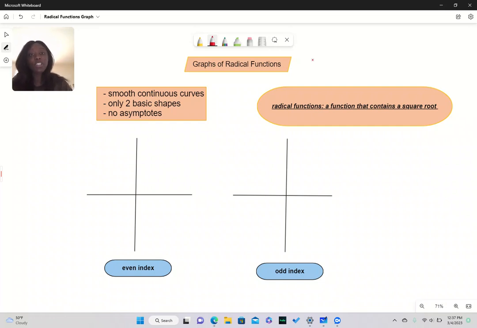So radical functions are used in Algebra 2 and pre-calculus, so it's important that you know them. So you might be wondering, well, what is a radical function? Well, a radical function is a function that contains a square root.